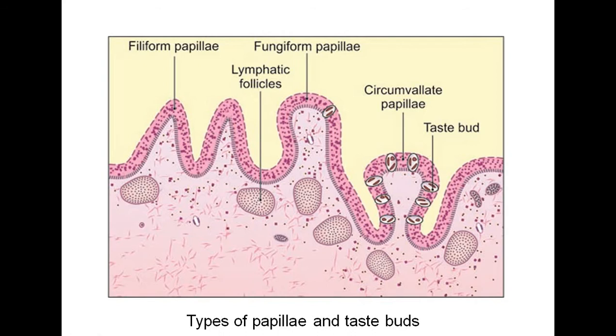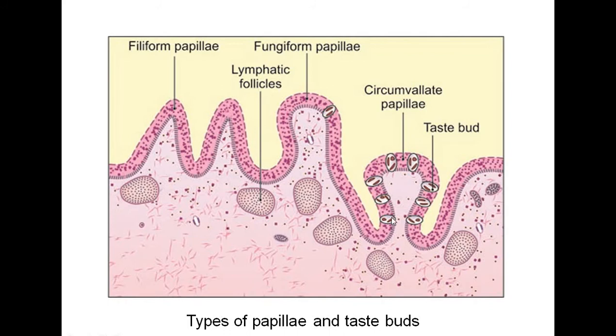There are 4 types of papillae: the circumvallate papillae, fungiform papillae, filiform papillae, and the foliate papillae, which is rudimentary in the human, whereas the filiform papillae and the foliate papillae are more prominent in the tongue of the rabbit. The circumvallate papillae are larger. They are the largest of all the papillae. The diameter is about 1 to 2 millimeter and the number is 8 to 12.